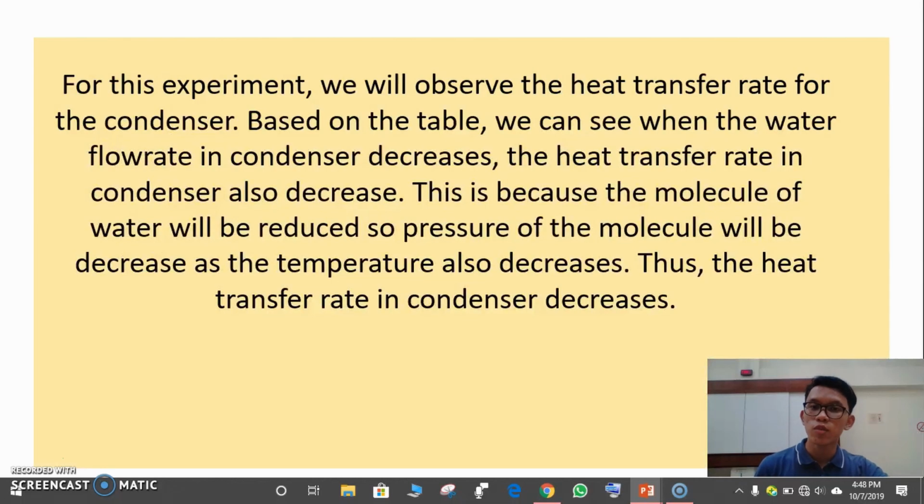So for this experiment, we will observe the heat transfer rate for the condenser. Based on the table, you can see when the water flow rate in the condenser decreases, the heat transfer rate in the condenser also decreases. This is because the molecules of the water will be reduced, so the pressure of the molecules will decrease as the temperature also decreases. Thus, the heat transfer rate in the condenser decreases.